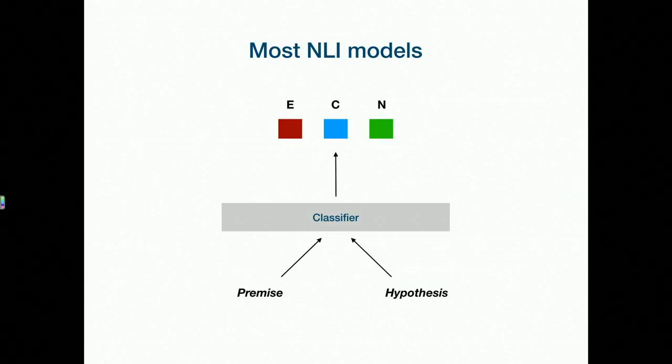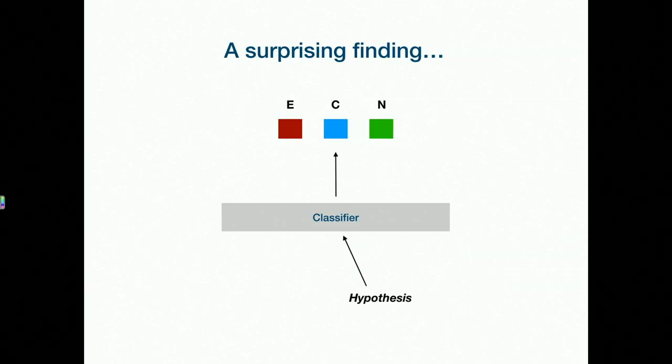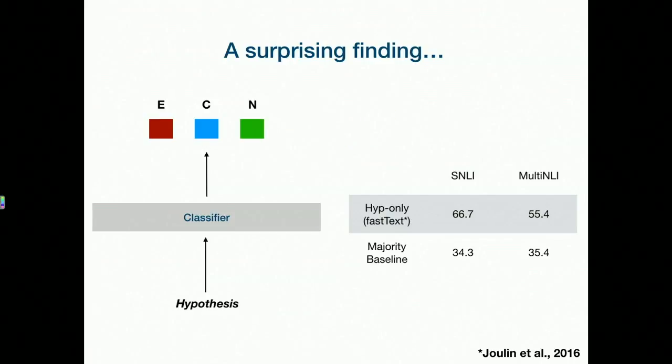Most NLI models, especially the top performing ones, represent both the premise and the hypothesis in some sort of joint way, and feed that joint representation down to a classifier to predict those three labels. What we found, very interestingly, is that if you completely disregard the premise and only feed the hypothesis into that classifier and make the same predictions, you can do really well on this task. The classifier that we used in this experiment was FastText, an off-the-shelf text categorization model from Facebook. It models words as unigrams and bigrams, very simple. We were able to get 67% accuracy on SNLI and about 55% accuracy on multi-NLI.